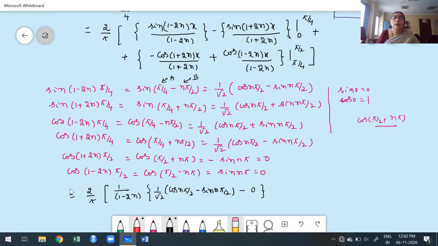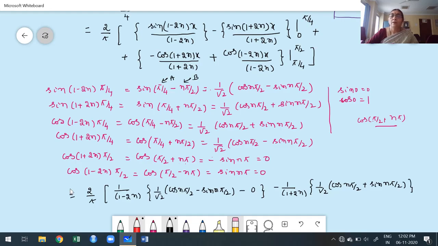Okay. And then move to the next term. While writing the next term, minus 1 by (1 plus 2n) is a constant. Keep it outside. Apply pi by 4. Sin of (1 plus 2n) into pi by 4 is nothing but 1 by root 2 into cos of n pi by 2 plus sin of n pi by 2.